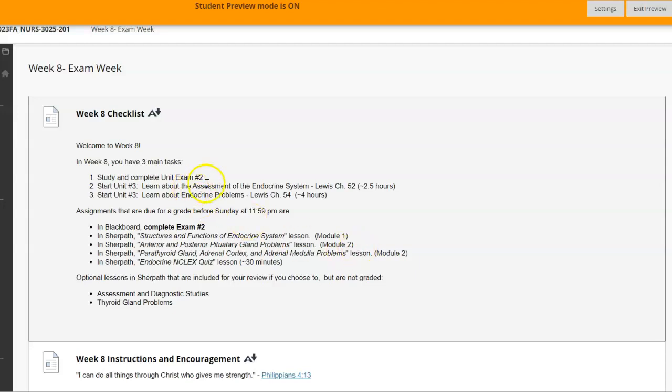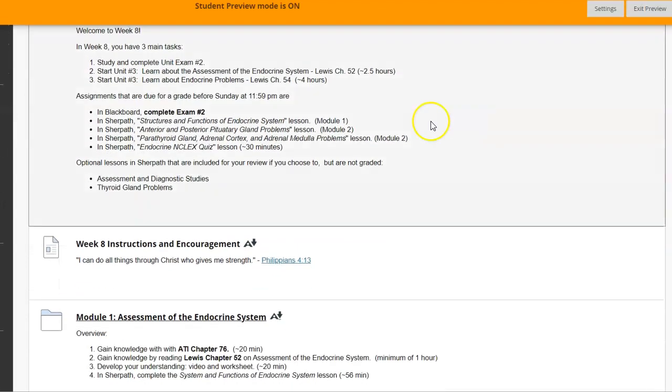You need to study and complete Unit Exam 2, start Unit number 3, learn about the assessment of the endocrine system, and that's going to be in Lewis chapter 52. Then also in Unit 3, we're going to learn about endocrine problems in Lewis chapter 54. We have several assignments that are due this week, and they are due next Sunday night before 11:59 p.m.